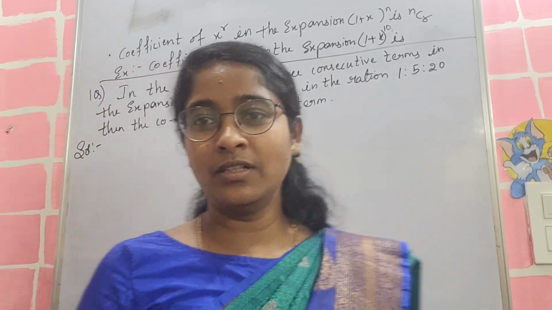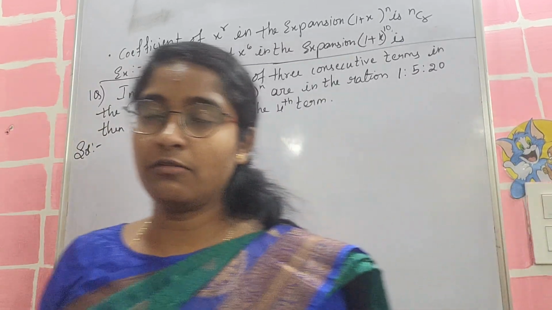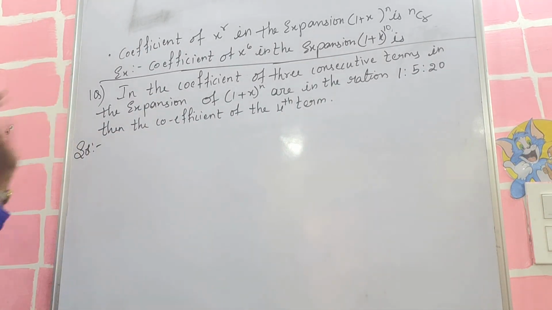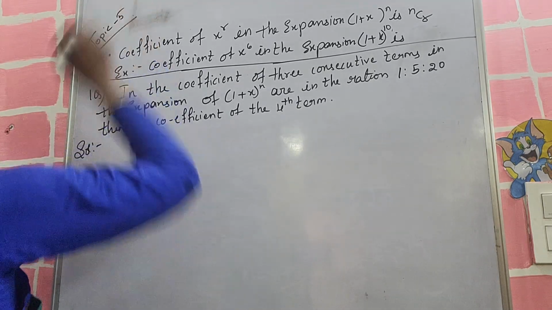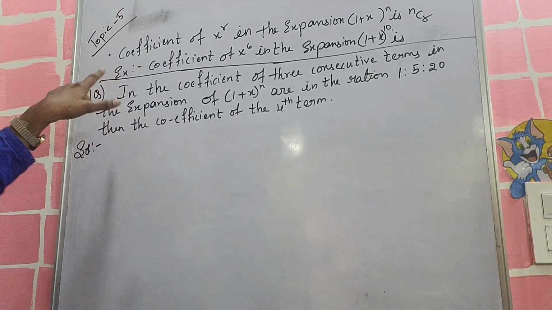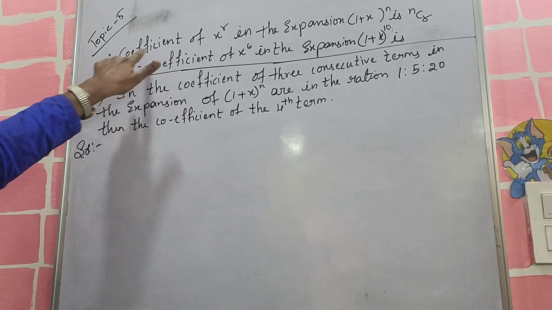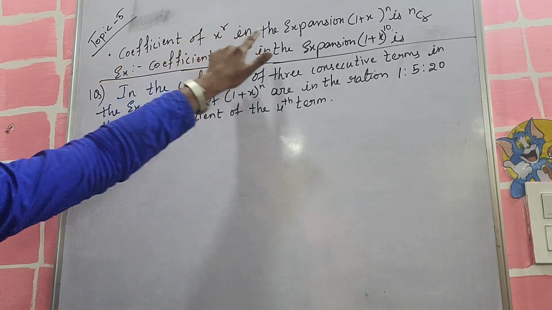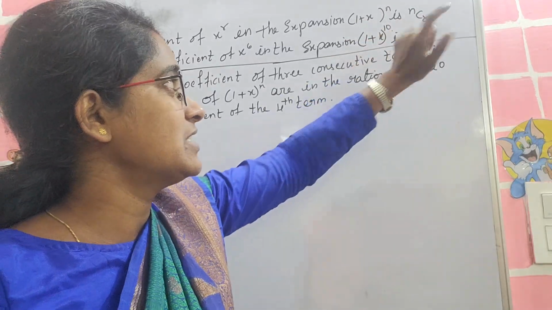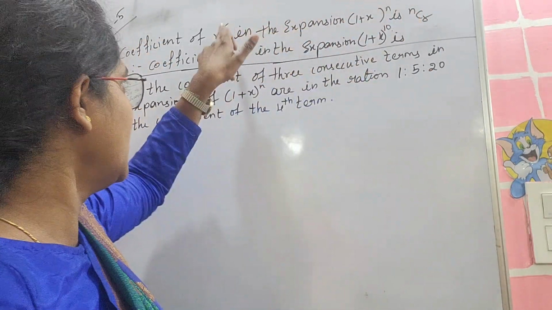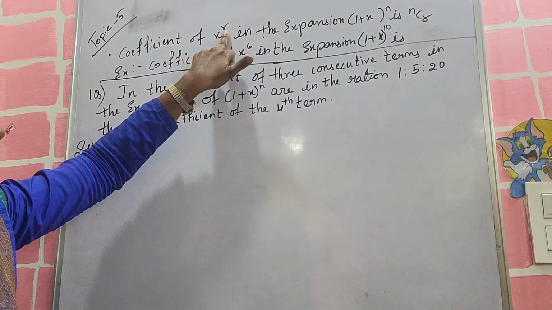Hello, now we are here in the fifth topic. So this is topic 5. In this we're going to focus on the concept of the coefficient of x^r in the expansion of (1 + x)^n, which is nCr.